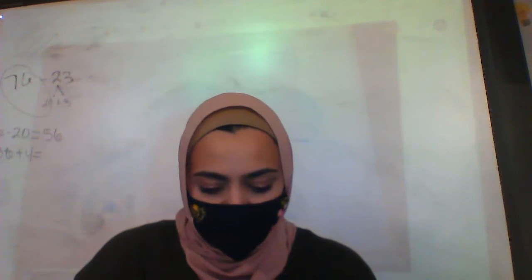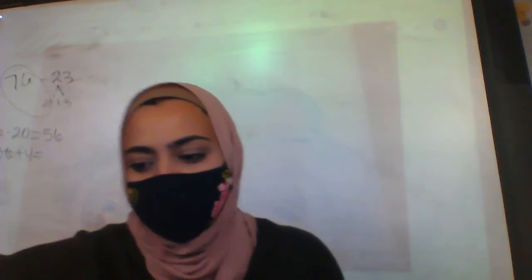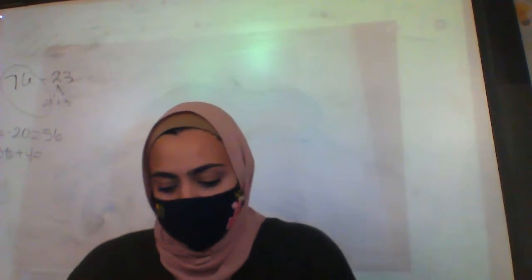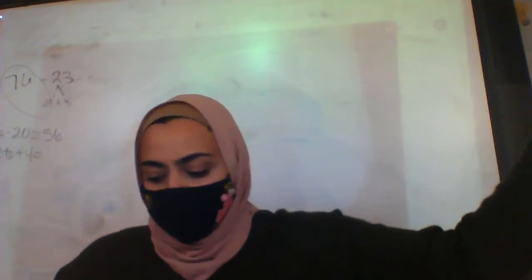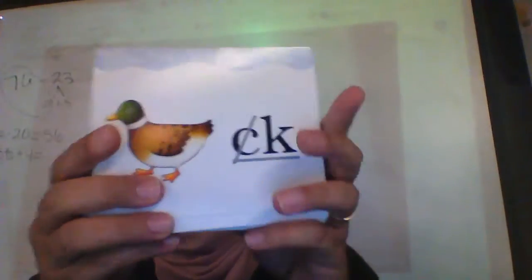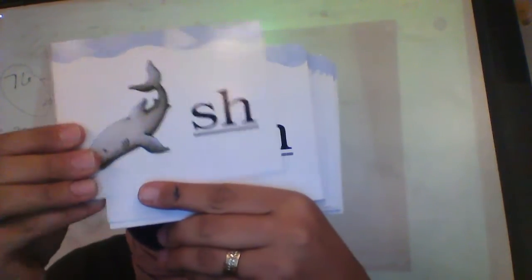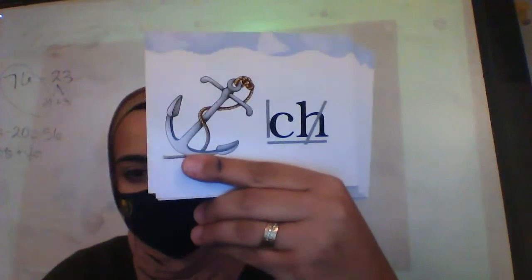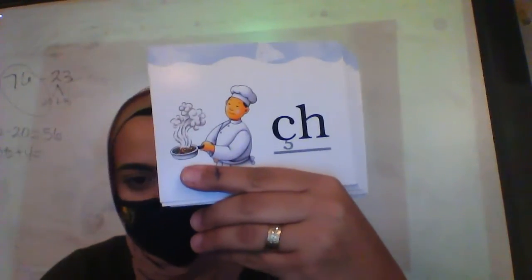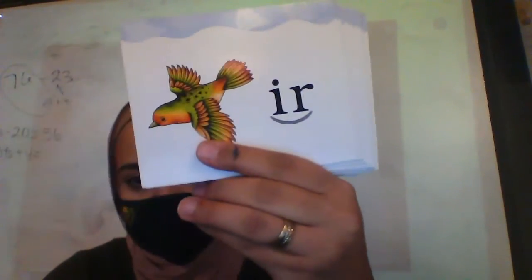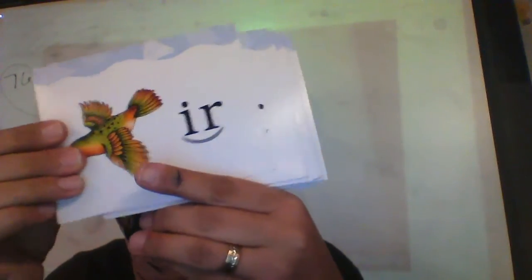Let's go over our picture cards now. Picture cards are when I say them and you what? You repeat or echo. Remember the echo? All right. Here we go. Duck. Feather. Thimble. Shark. Cheese. Anchor. Chef. Rose. Butter. Bird.